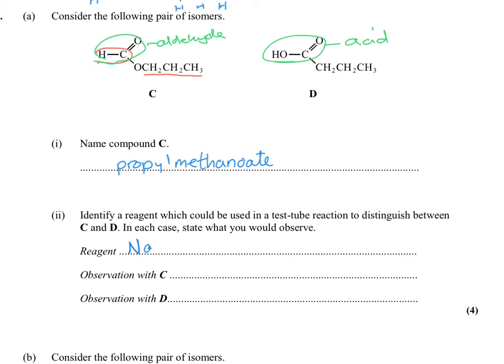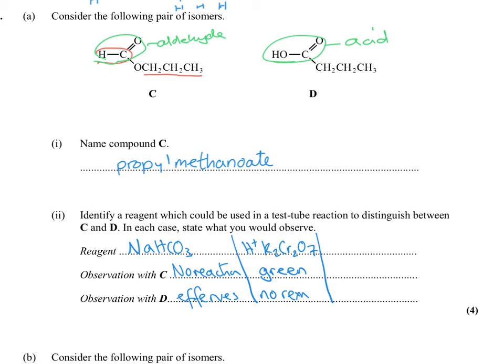You could test for the acid with sodium hydrogen carbonate. You would get no reaction with C, and you would get effervescence with D. You could use acidified potassium dichromate, and you would get orange to green with C, and it would stay orange, so you get no reaction with D. There are lots of other things you could do, such as universal indicator, reactive metal. You could also use phosphorus chloride, but I would say those two are the more common reagents.